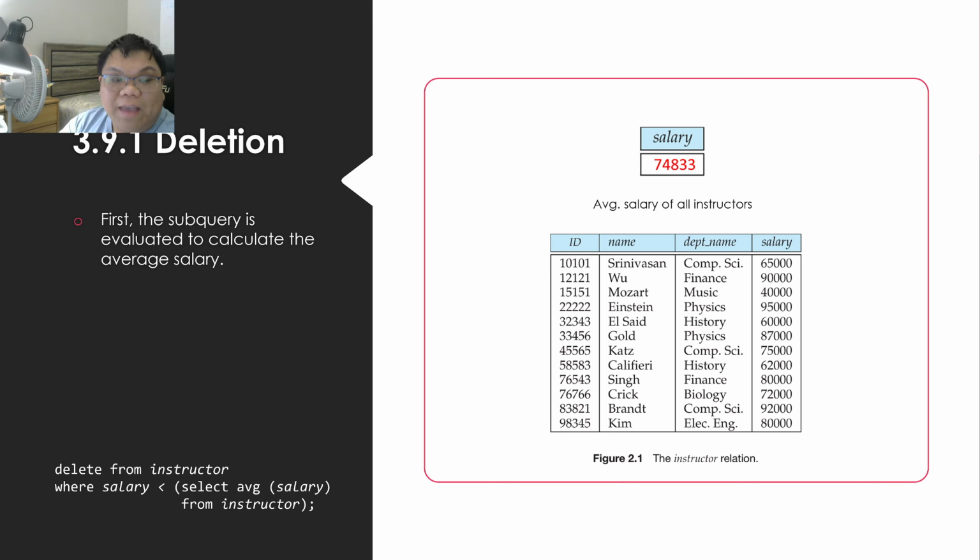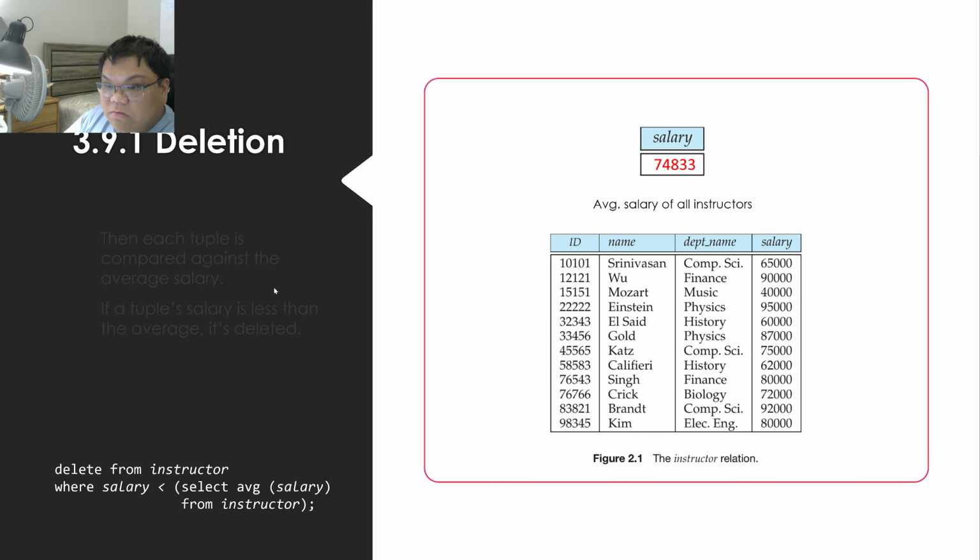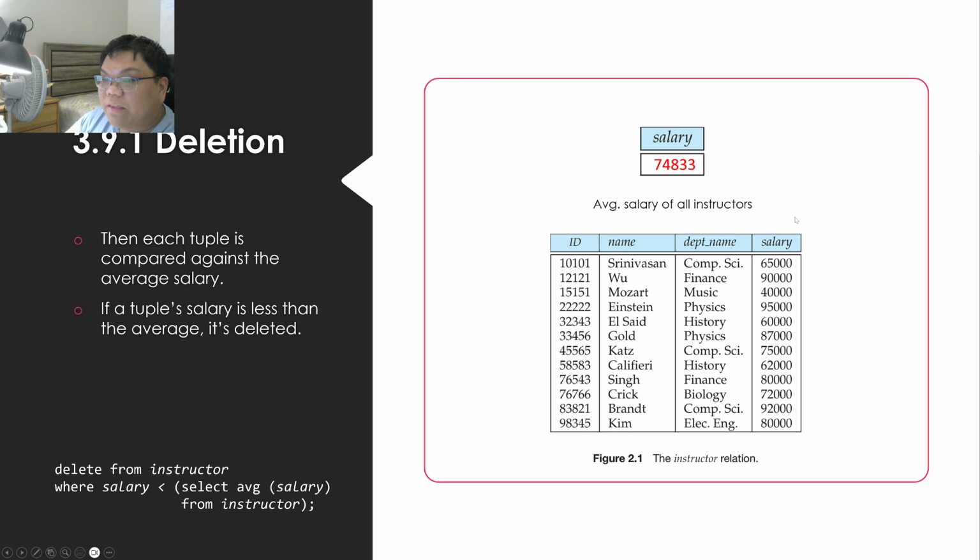So this requires evaluating the subquery, select average salary from instructor. I'm not going to go through that right now, but here is the result. I believe we went through it in the previous slides, so I'm just going to pull it out from there. So this is the average salary of all instructors. Then we compare each instructor's salary against that. So if a tuple's salary is less than the average, it's deleted.